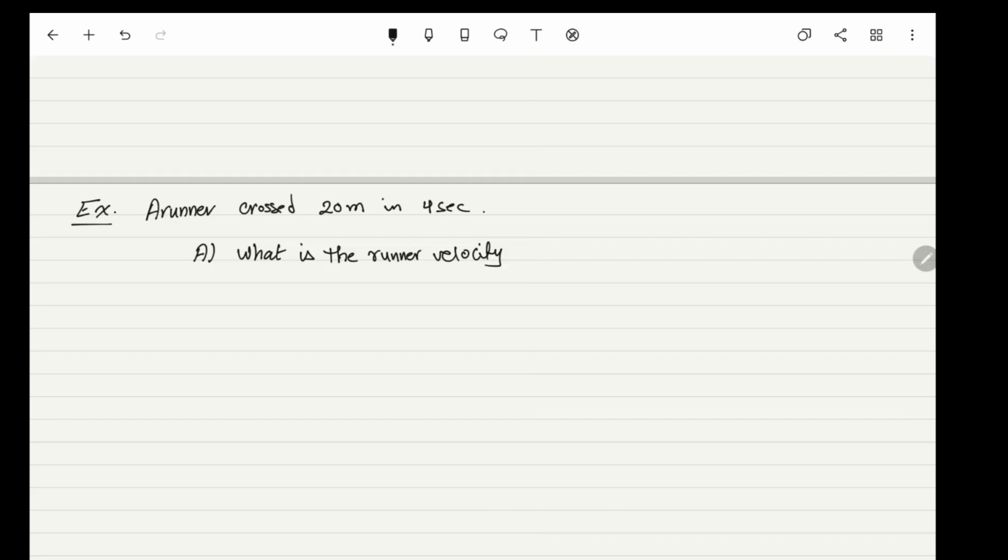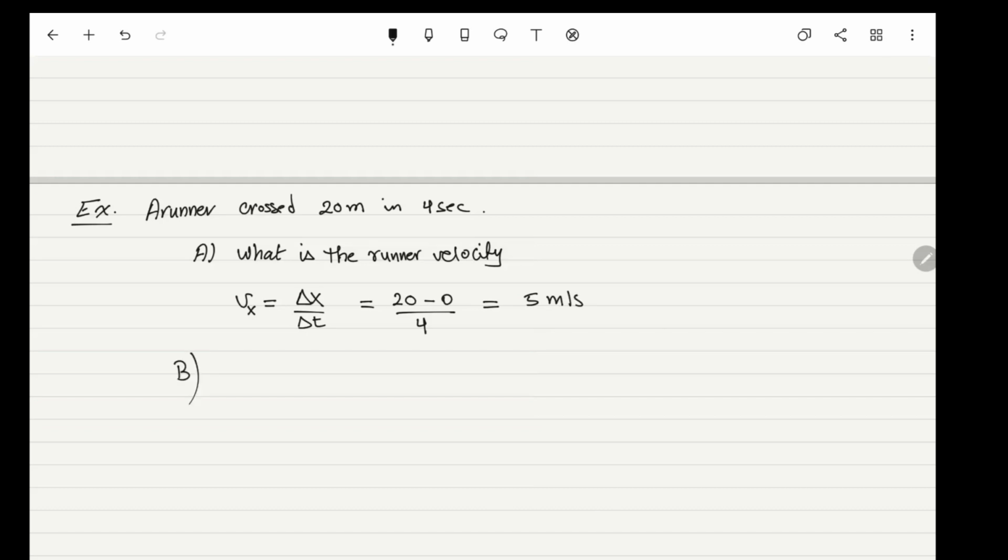Example: a runner crossed 20 meters in 4 seconds. A, what is the runner's velocity? So the runner's velocity Vx equals delta x over delta t, which is 20 meters, assuming the origin is at 0, minus 0, divided by delta t, which is 4 seconds. So the velocity of the runner is 5 meters per second.